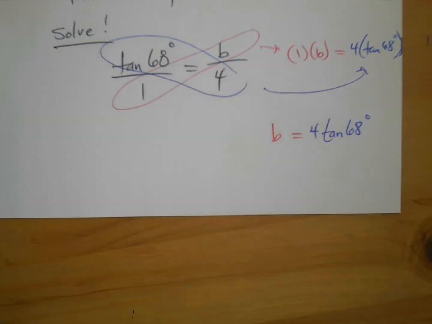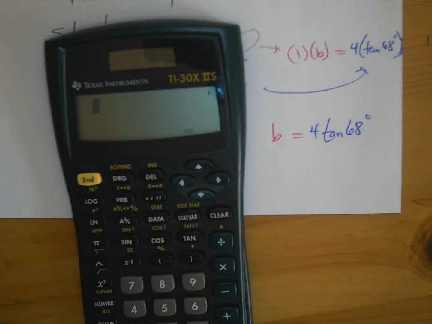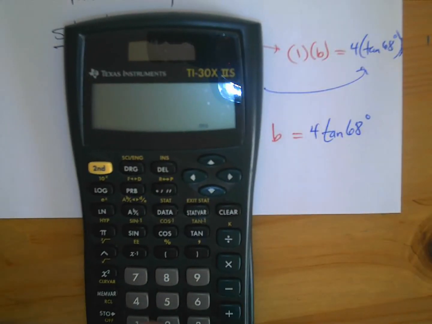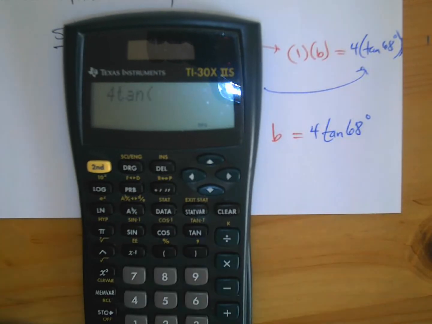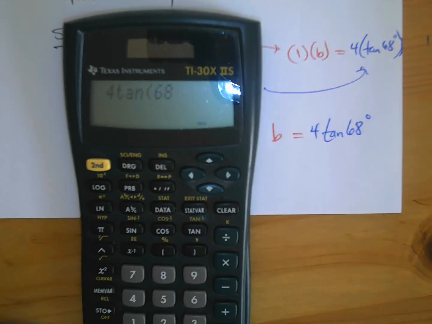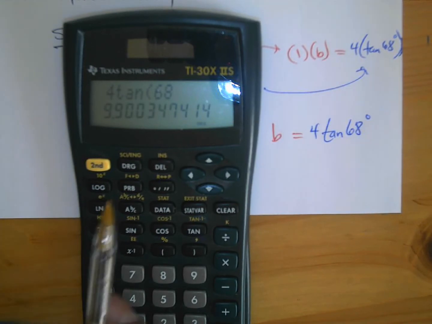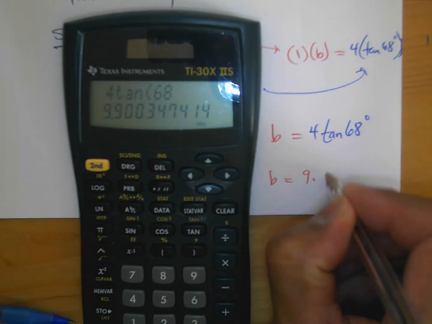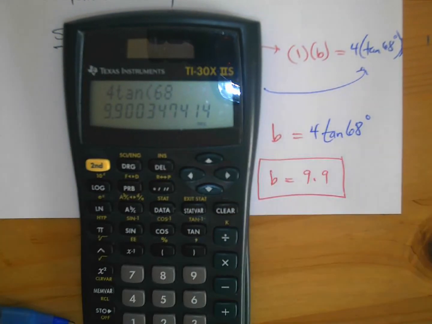We do that on the calculator. Let's see. 4 tangent 68. 9.90. Oh, good. I don't have to round off. It's already rounded off to the nearest tenth. There you go. B is equal to 9.9. That's the measure of that side B. All right, let's look at one more real quick.